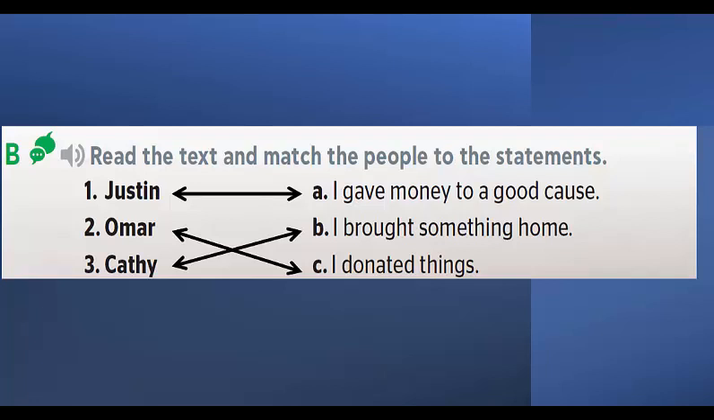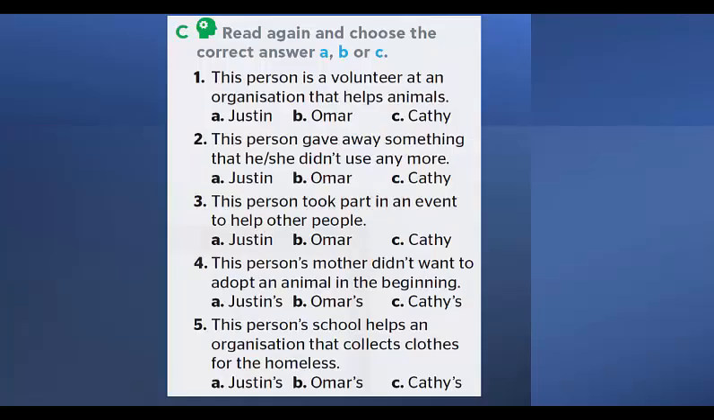Yes. Good. Well done. Let's go deeper to the understanding and comprehension of the text and find out these ideas. I will give you sentences, and you will find out in which paragraph and by which person it was said. You can go back to your text at any time. So number 1, this person is a volunteer at an organization that helps animals. Who was it? It was Kathy. She is the person as a volunteer.